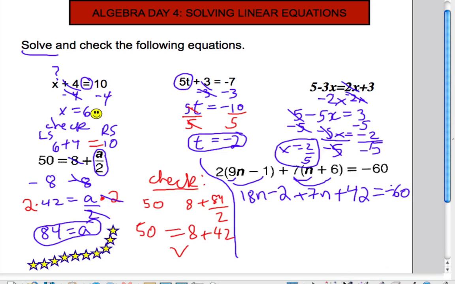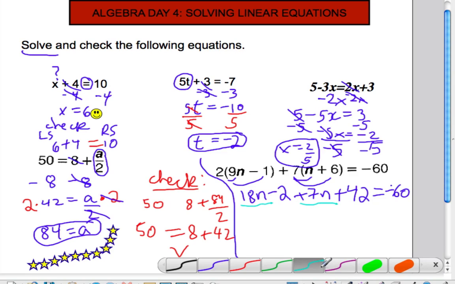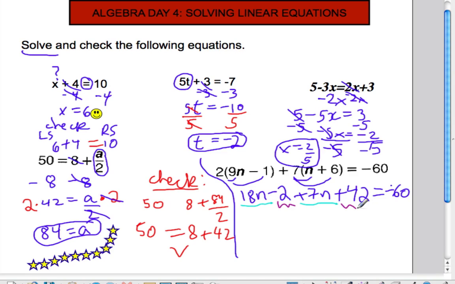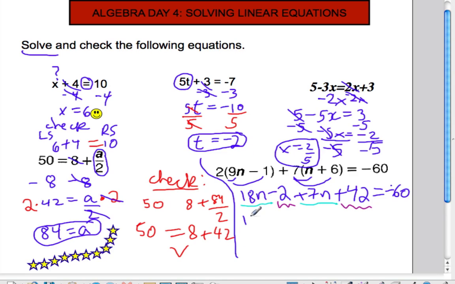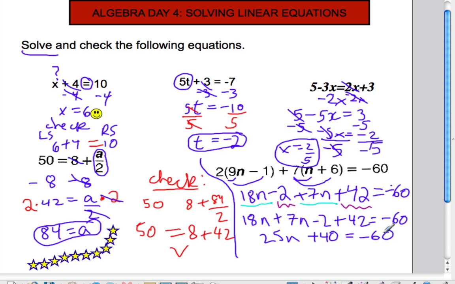Alrighty. Now let's collect some like terms here. 18n is going to go with 7n, and I think that the minus 2 goes nicely with the 42. Now I'm going to stick to my rule of writing it out in order so it's easier to collect like terms. So 18n plus 7n minus 2 plus 42 is negative 60. So 18 plus 7 is 25n, minus 2 plus 42 will give us plus 40, and we've got negative 60.